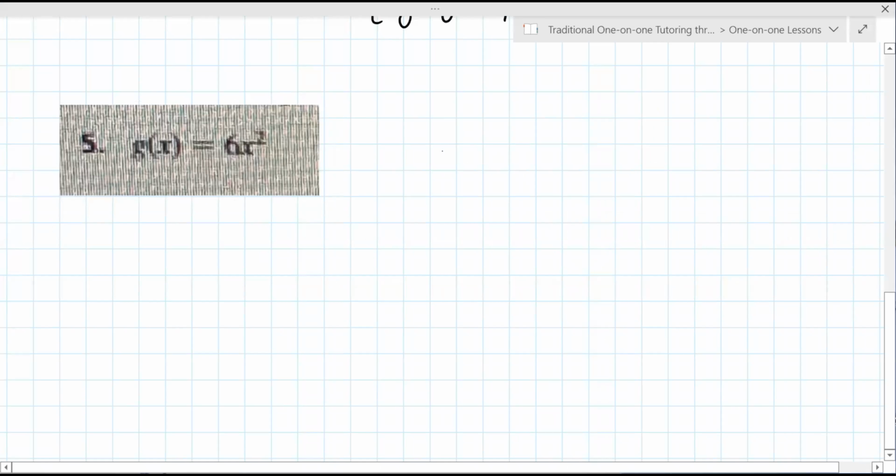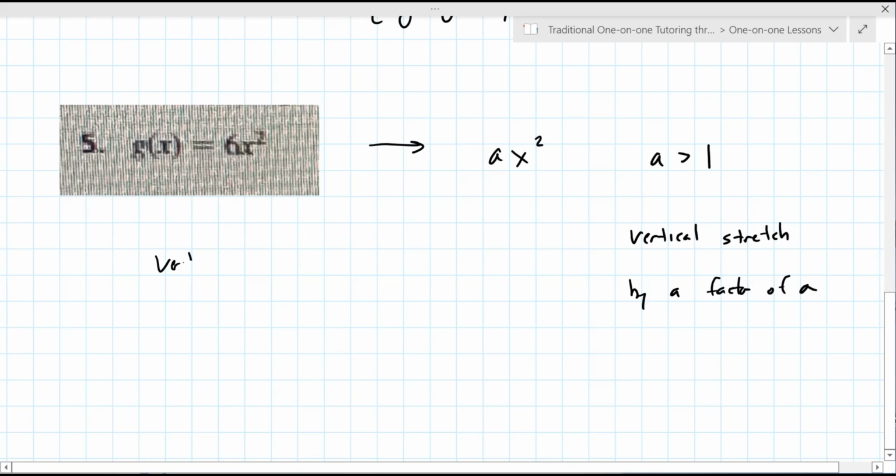So this problem is in this form. It's of this form as ax squared. So if a is greater than 1, you say that it's a vertical stretch by a factor of a. So in your problem, you would say vertical stretch by a factor of 6.